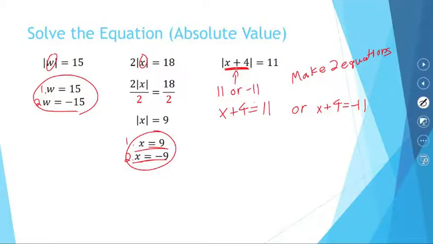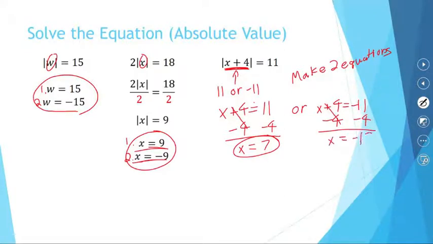But it's normal. Just do your regular math, subtract 4, you'll get your two values. So this one will be 11 minus 4, which is 7. And when you solve this equation, you have x equal to negative 15. So there's your two solutions. And if you plug them in, both of them would work.